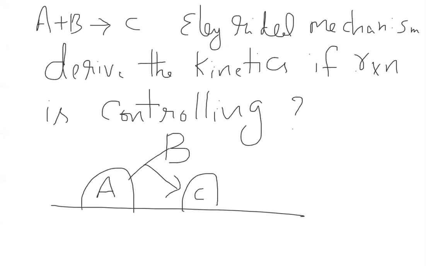Suppose I don't mention the mechanism, then you cannot solve this problem because multiple types are possible. A can sit on the surface, B in the gas phase, forming C which is in the gas phase also. B can sit on the surface, A in the gas phase, forming C which is on the surface. Similarly, B can sit on the surface, A in the gas phase, forming C which is still in the gas phase.